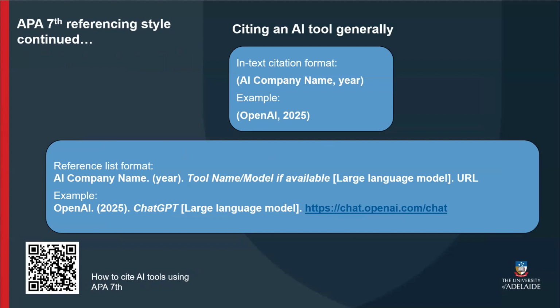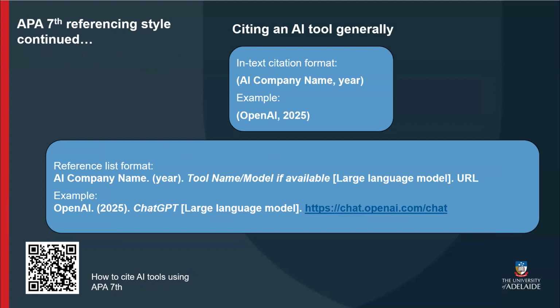So how to cite using APA 7th. This is an example of citing an AI tool generally. This is the format and example for that. The structure here looks similar to the Harvard U of A, but there's a key difference that APA requires that reference list entry, not just the in-text citation.